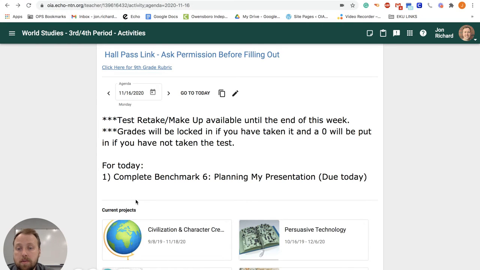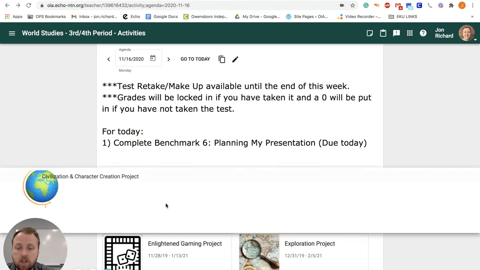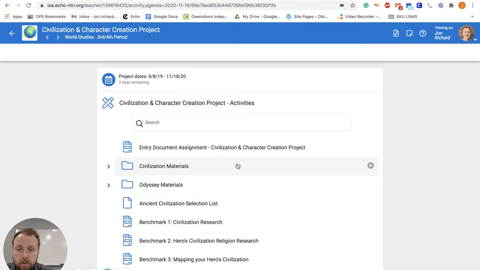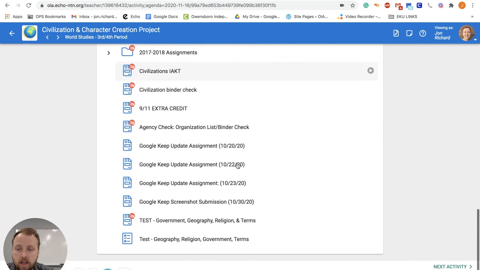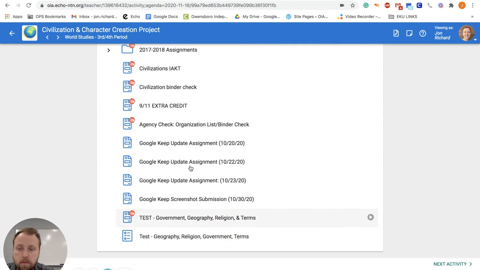So I'm allowing those who did not take it in person to make up the test until the end of this week, and it is online, or you can retake the test if you didn't like your grade. But if you retake the test because you didn't like your grade, whatever grade you get that second time locks in as your grade. Okay, you can find that under Civilization Creation Project. And if you scroll to the bottom of that project, you won't be able to see all this red. The very bottom under the Google Keep stuff is Test Geography, Religion, Government Terms.